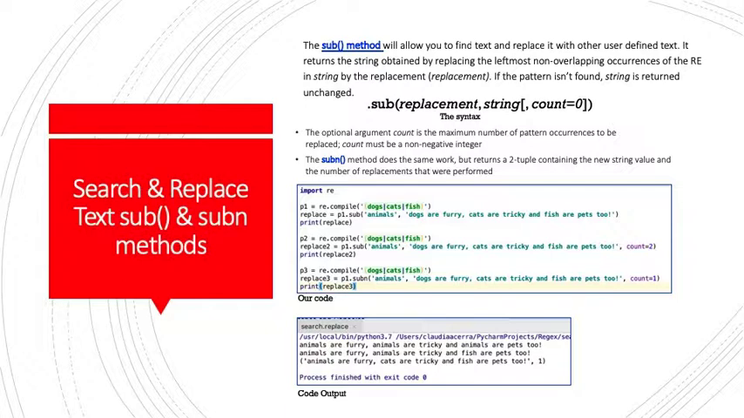You see the syntax here for sub, replacement, string, and then an optional count. The optional argument count is the maximum number of pattern occurrences to be replaced.